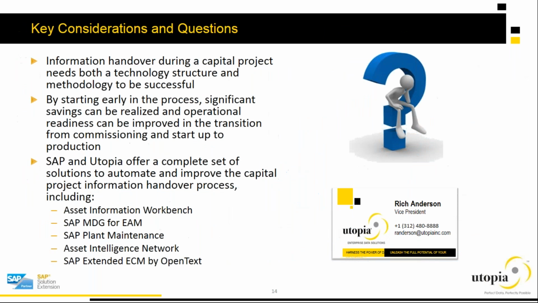And with that, I think we can maybe just summarize a couple of points here. Information handover during a capital project really does require technology and a methodology that's been tried and true. People, process, technology make this work. By starting early in the process, though, as you start to think about designing and building out a new plant, you can see significant savings and operational readiness can increase not only during the capital project process, but there's also a lot of benefits in the downstream areas.